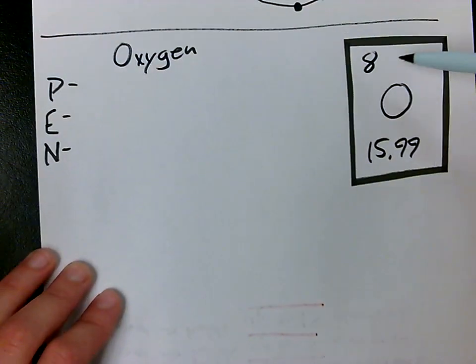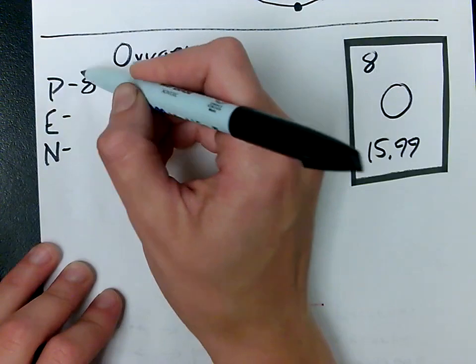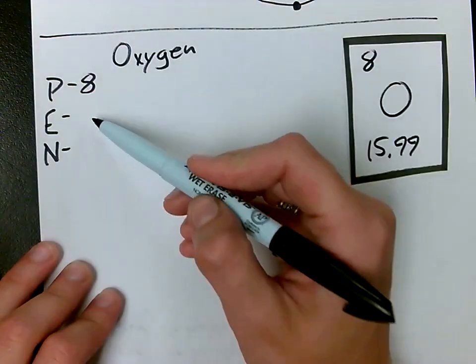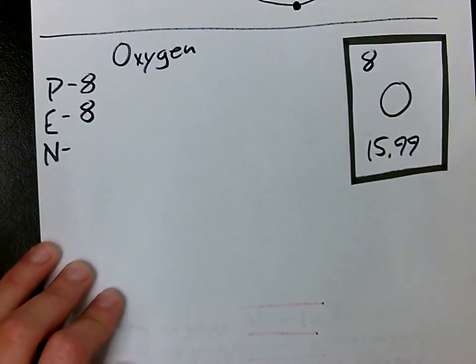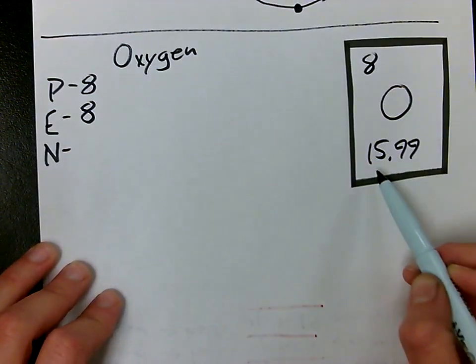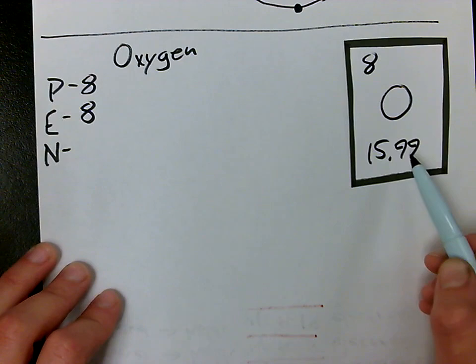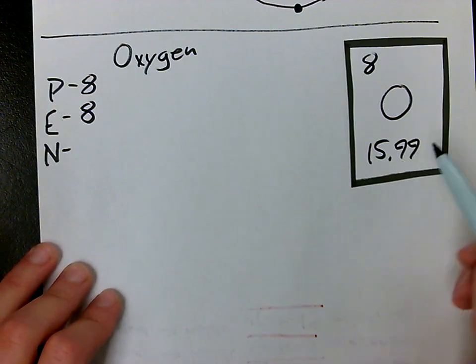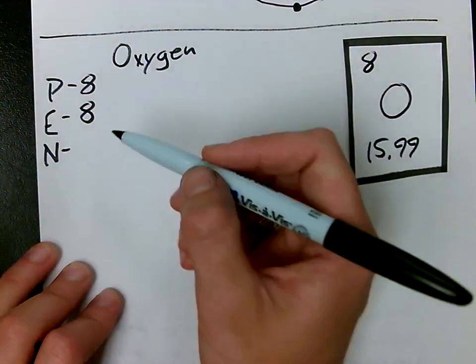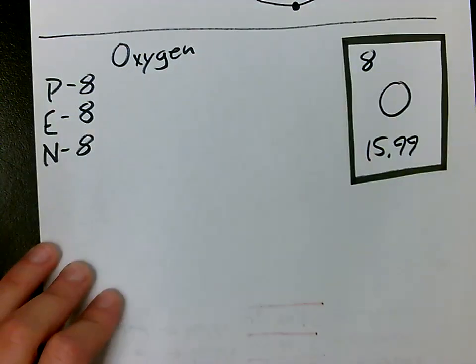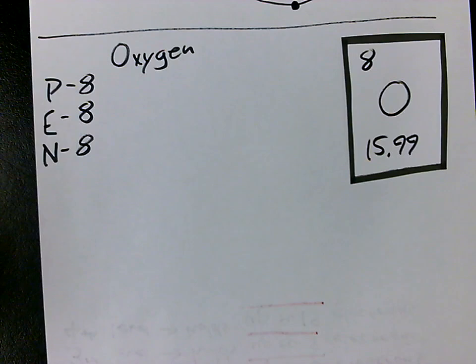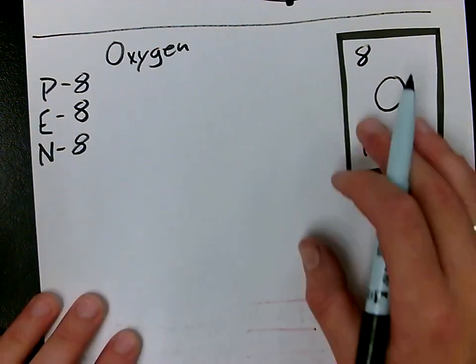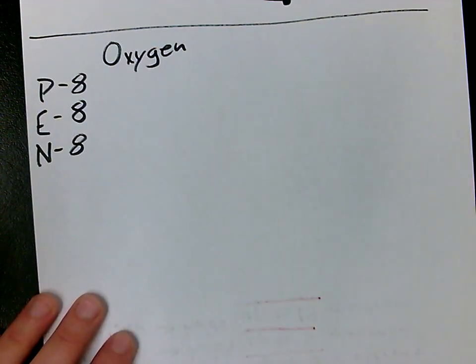Atomic number is 8, so that's how many protons we have. Protons and electrons will always be equal for us. Neutrons, we have to round this number. 15.99 rounds up to 16. 16 minus 8 is 8. So again, you can see that we've got 3 of the same numbers. Again, doesn't always happen. Don't assume that it will. Don't need that anymore. I'll get it out of the way.